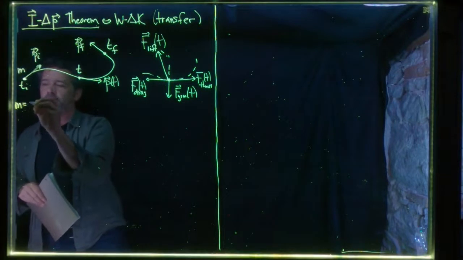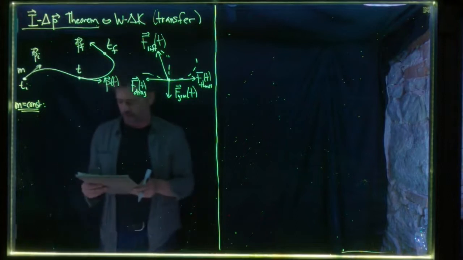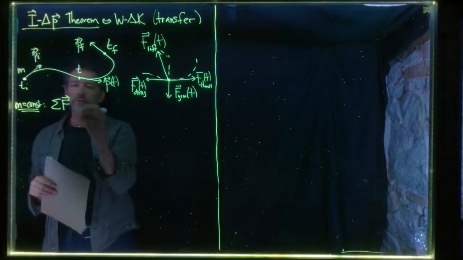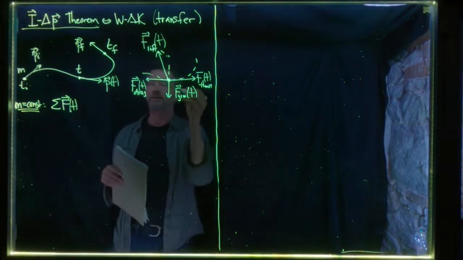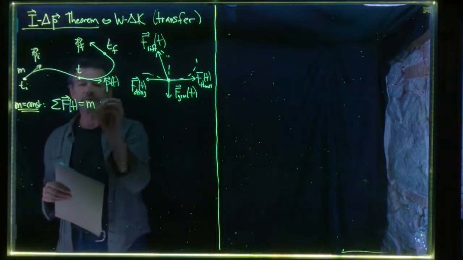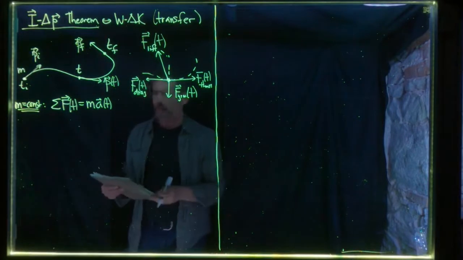If we assume that the mass is constant, then we can do the following. We know that from Newton's second law, if we add up all the forces that are acting at any instant of time, we'll get some kind of net force. And that net force is what's causing the acceleration. So that's mass of the airplane times the acceleration of the airplane at that instant of time.